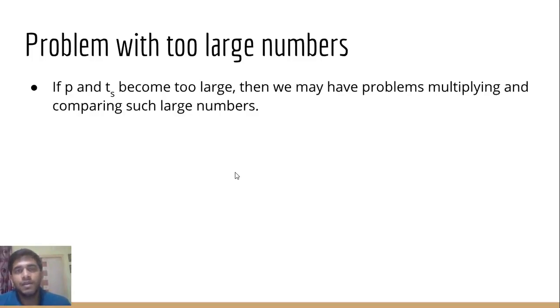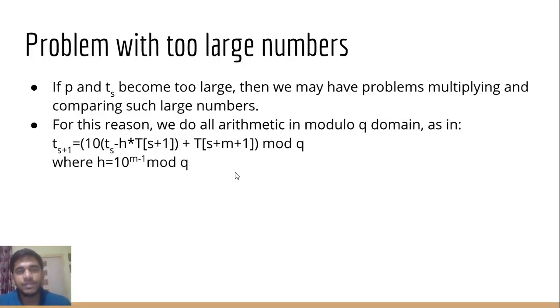Well, there is one problem in this algorithm that we had overlooked, and that is the problem with large numbers. Well, as we said that T stands for text and P is a pattern that we have to find. P can be really big at times. P and TS have the same size. So if P and TS become too large, then we may have problems with the arithmetic. For this reason, we do all arithmetic in modulo Q domain. As in, we write TS plus 1 equals this expression mod Q. And here also, originally we had 10 raised to the power m minus 1.